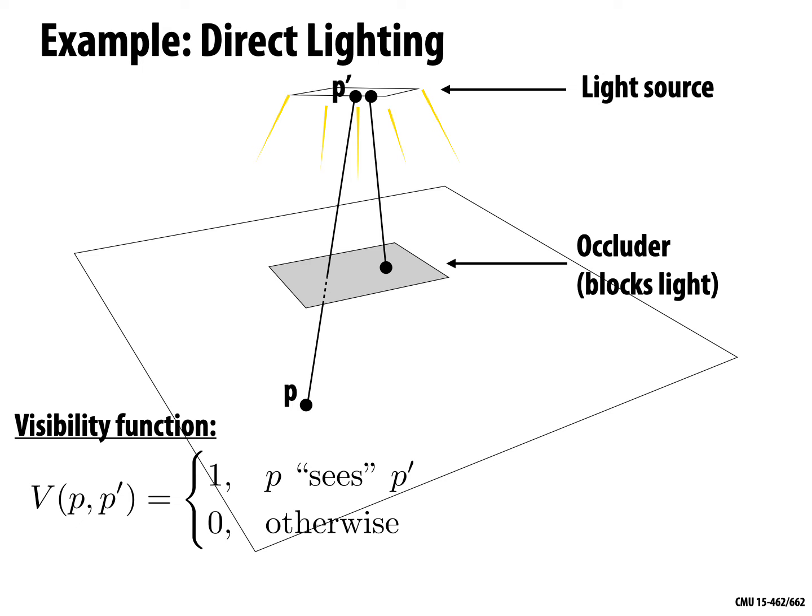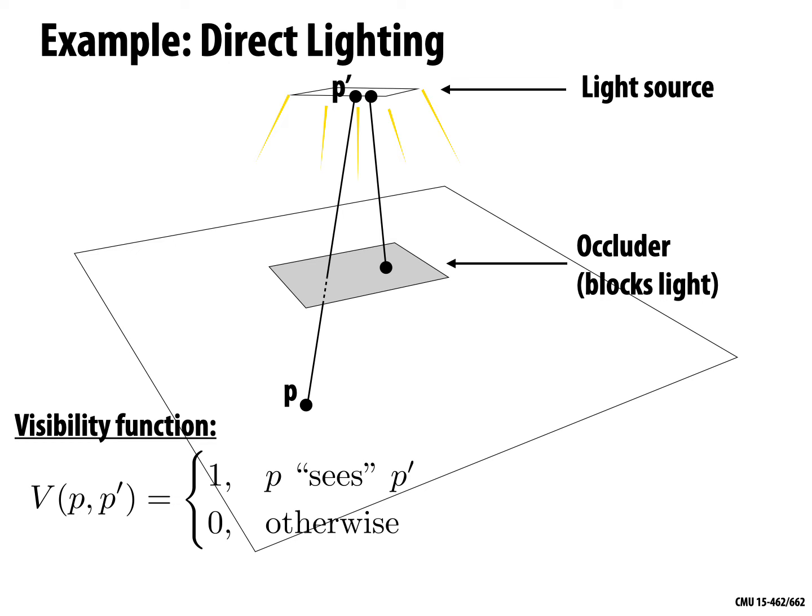Here's an explicit example of that idea of importance sampling the light. So let's say we have a light source that's a little square patch, and then we have a little piece of material floating in space, an occluder that just blocks the light, it just absorbs it. And then below that we have a plane that's getting lit by this light source.